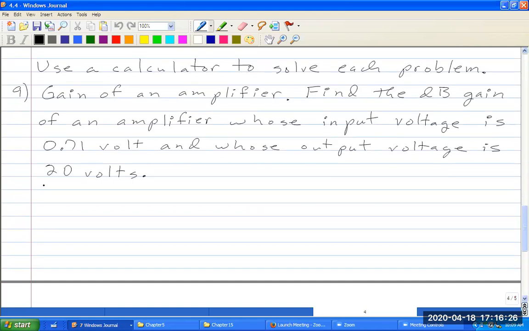So the input is 0.71 volts. The output is 20 volts. And I want to find the decibel gain.